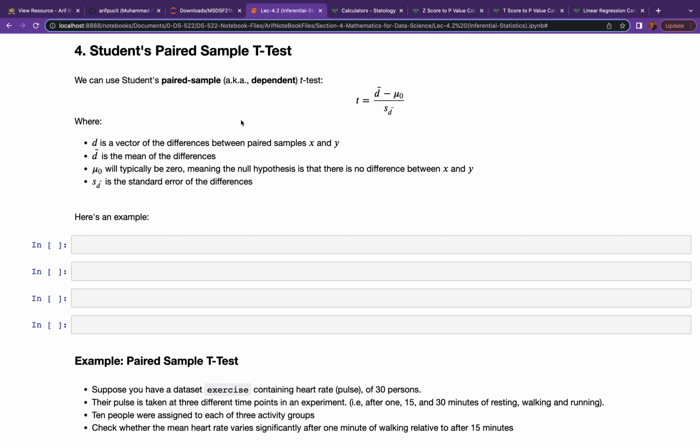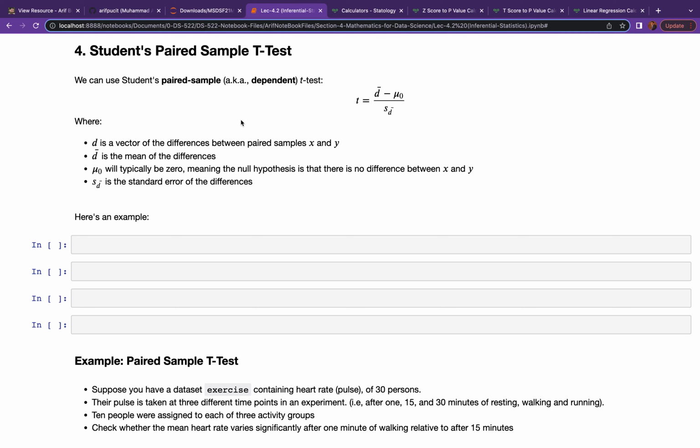We have seen the single sample t-test that enables us to compare the mean of our sample against our reference mean. In the two sample t-test, we have seen the two independent sample t-tests that enable us to compare the mean of two separate or independent samples.